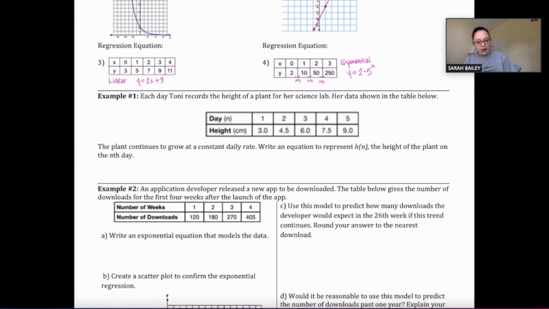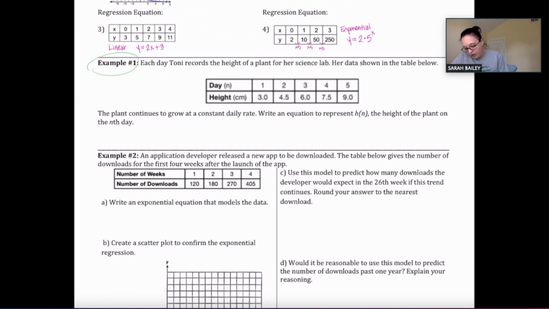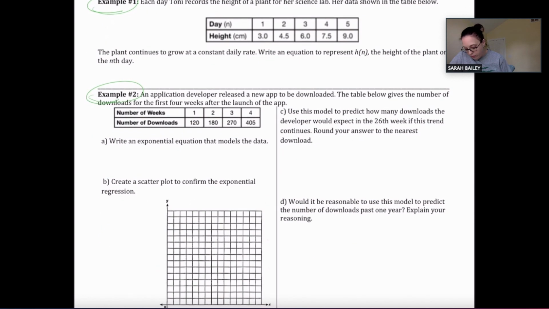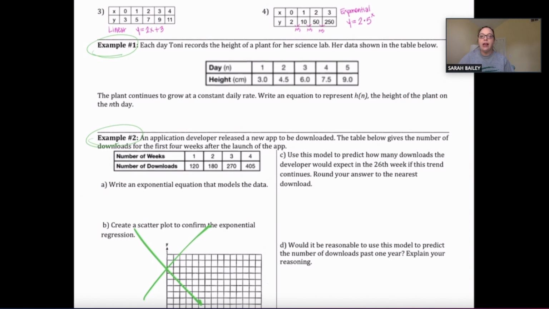Let's look down here at example 1. Now, example 1, I actually want you to try and do example 1 and example 2 on your own. There are parts to it where you have to use your regression equation to answer certain questions, okay? I'm not going to make you do part B here. You don't have to make the scatter plot because you can just look at that on Desmos, okay? So go ahead, let's pause the video and do example 1 and 2 now.